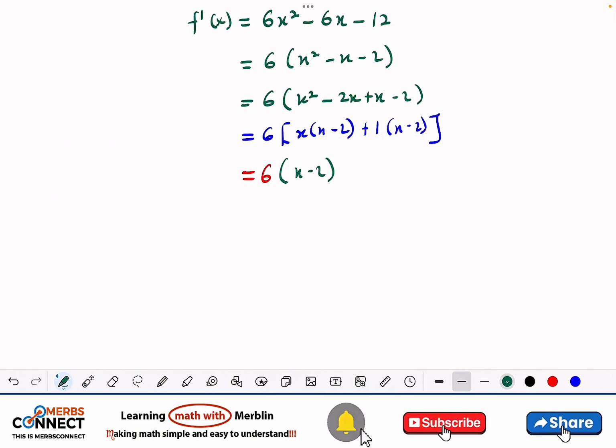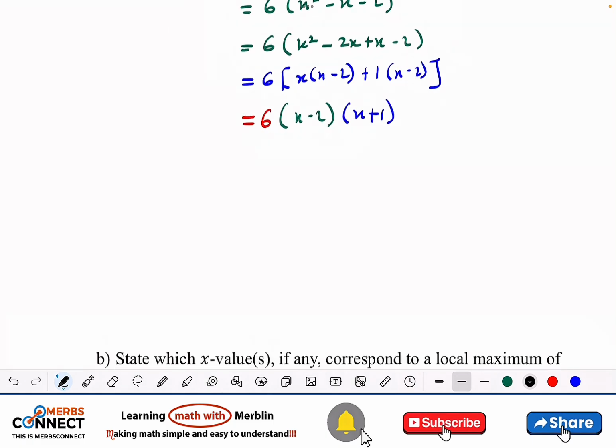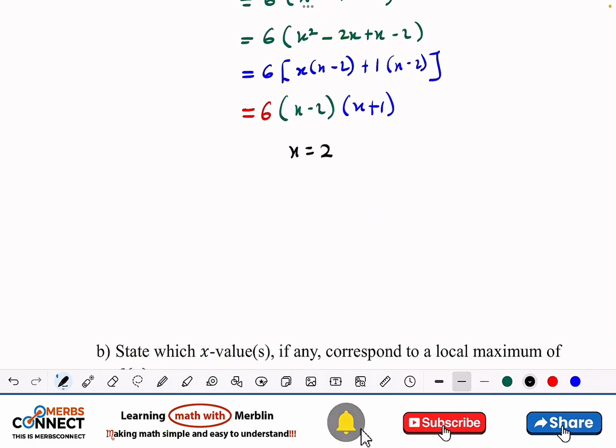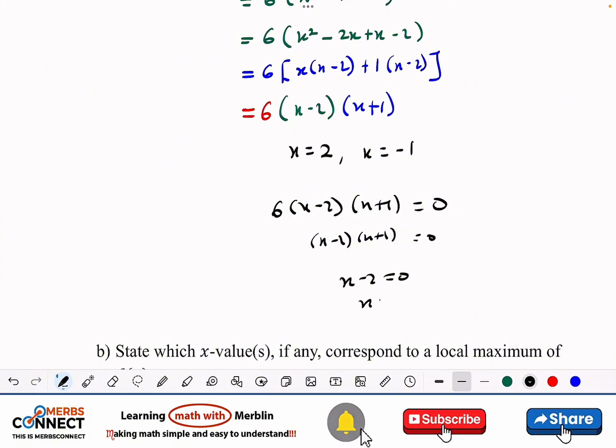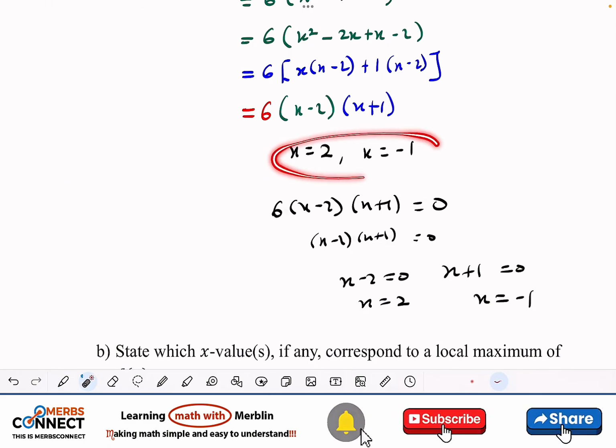And I'm going to have x plus 1. Right, so it is not difficult to see that when x is equal to 2, it will be 0, and when x is equal to minus 1, that too will be 0. Or you can just pick this one and set 6(x minus 2)(x plus 1) equal to 0. First, I'll divide through by 6, because this 6 is not with x. So I'll have this equal to 0. So x minus 2 is equal to 0, x is equal to 2, x plus 1 is equal to 0, and x is equal to negative 1, which confirms what we have here.